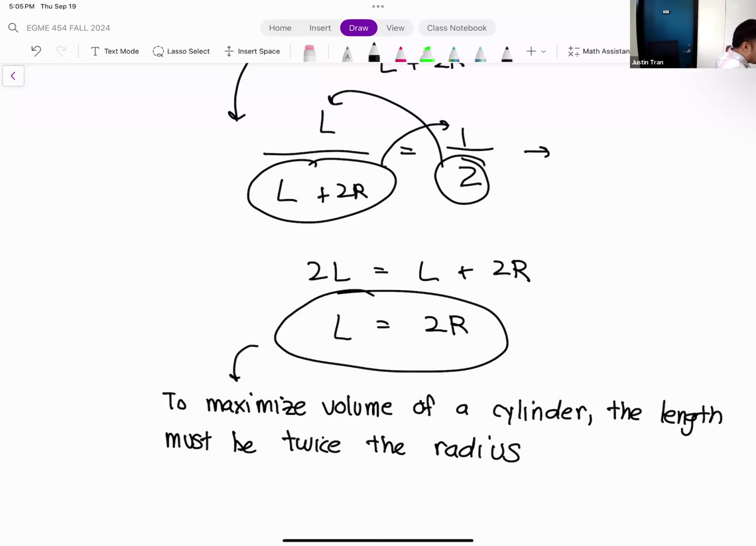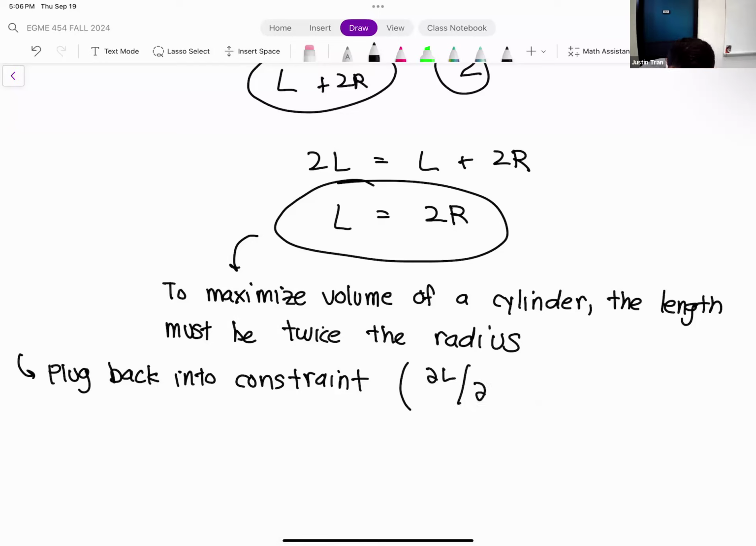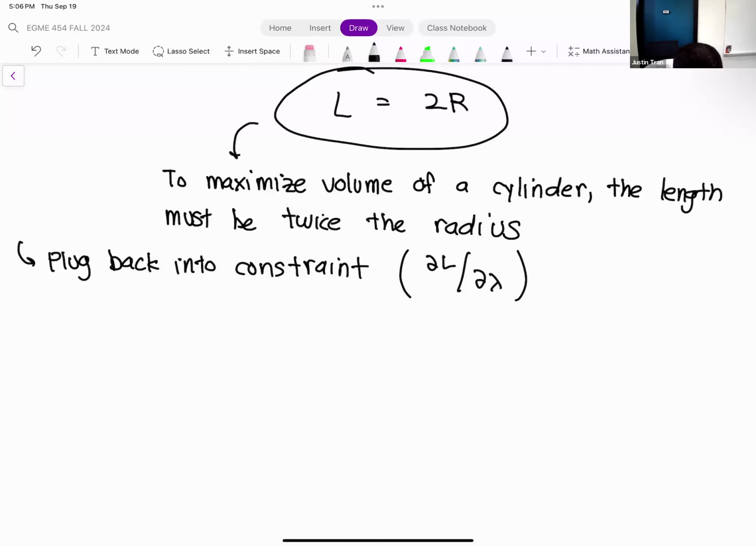But of course, we do have some hard numbers here, so we do have a limitation on the surface area. So let's go ahead and accomplish it. So our constraint was given by the equation partial L partial lambda. So let me go ahead and remind you what that is down here. That expression was 2 pi r squared plus 2 pi r L minus 24 pi equals 0. Okay.